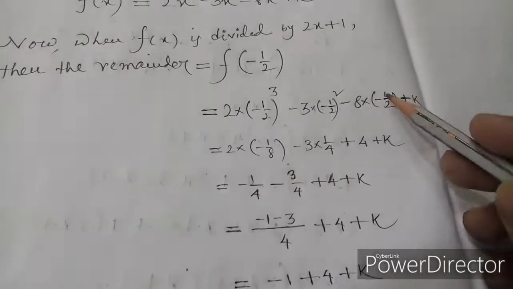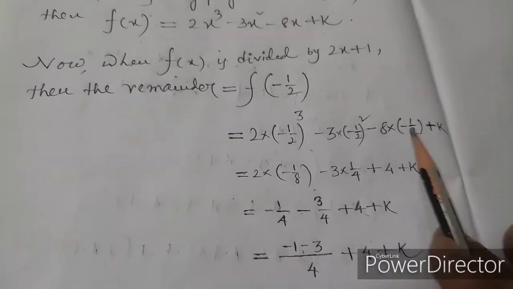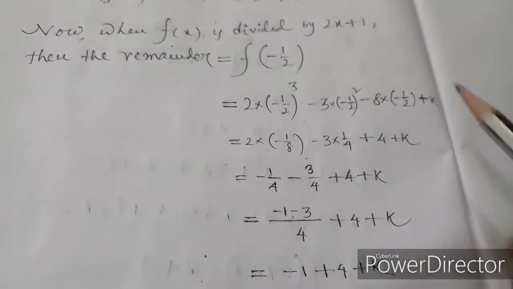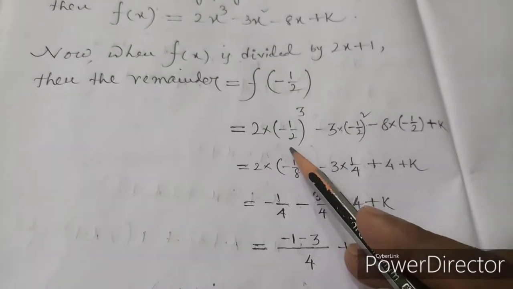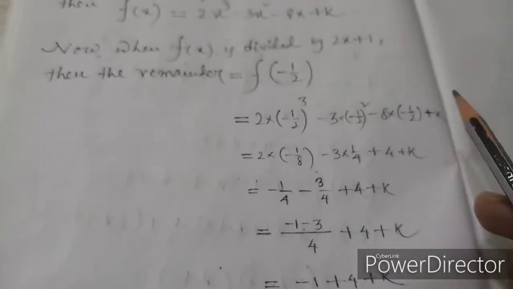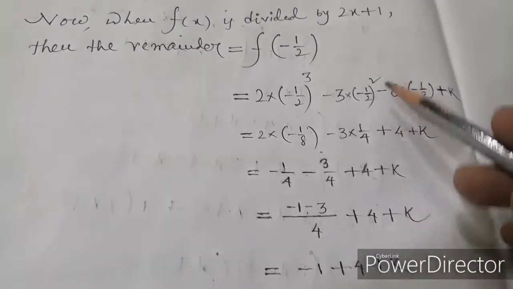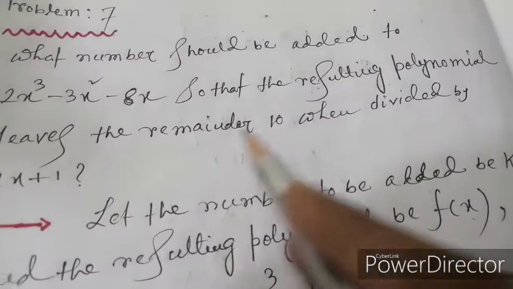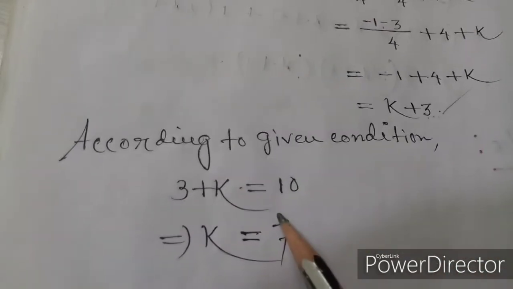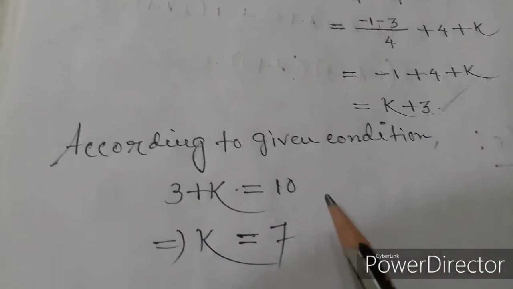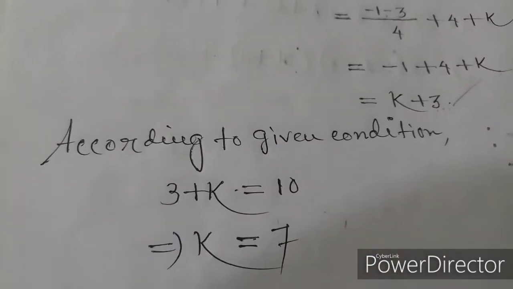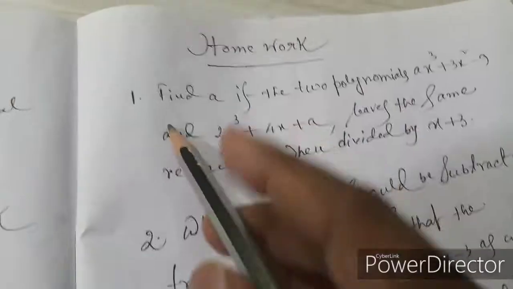See this calculation. Sure. It is obviously a very simple calculation. Put x equals minus half here, or instead of x put minus half. So after calculating we get k plus 3. So now look at that, the remainder is 10, so k plus 3 should be 10. According to the given conditions, k plus 3 equals 10, so k equals 7.